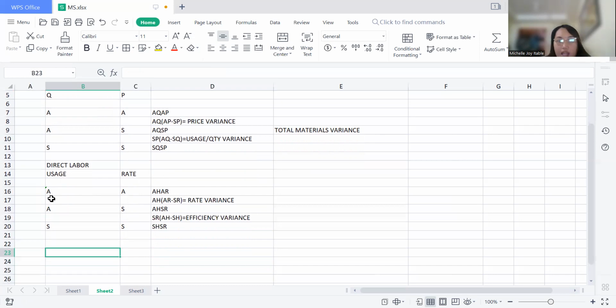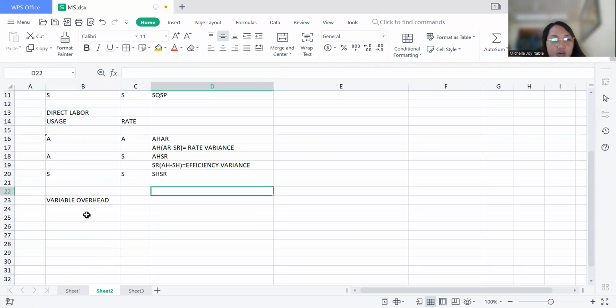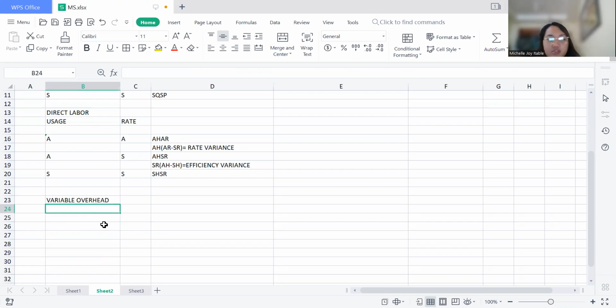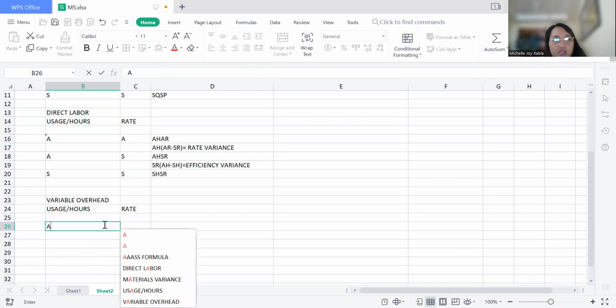Now, what about in overhead? Kasi we have two overhead. The first one is yung variable overhead. Pagdating naman sa overhead, we are still going to use usage, usually hours. Ito dapat hours din to. So we have also the rate here for the variable overhead.